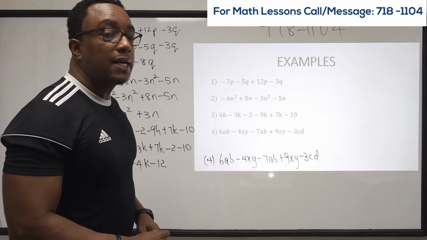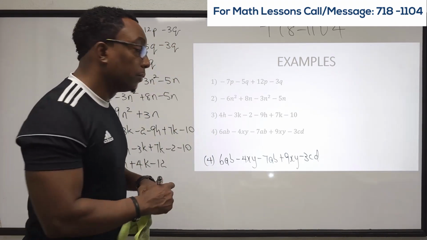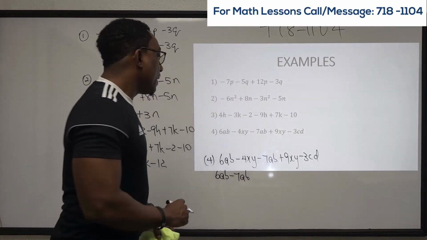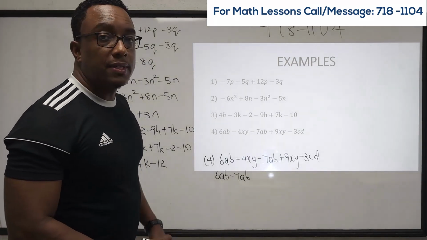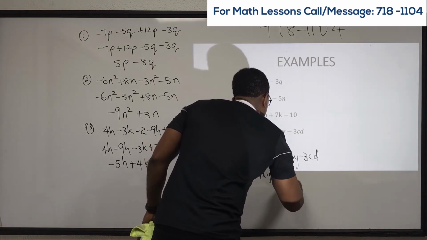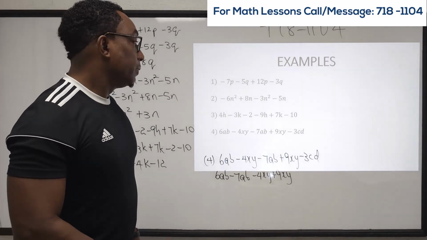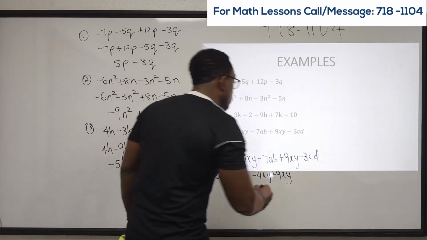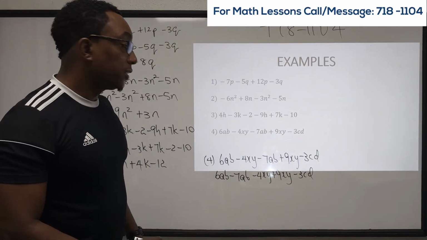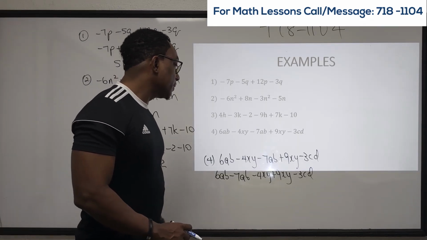So we see terms which are like terms. We have 6ab and minus 7ab. So we group them together. We have negative 4xy and plus 9xy, which we group together. We have minus 3cd, which of course stands alone, so it will also be included as part of the rearrangement. So what are we going to do? Let's simplify.